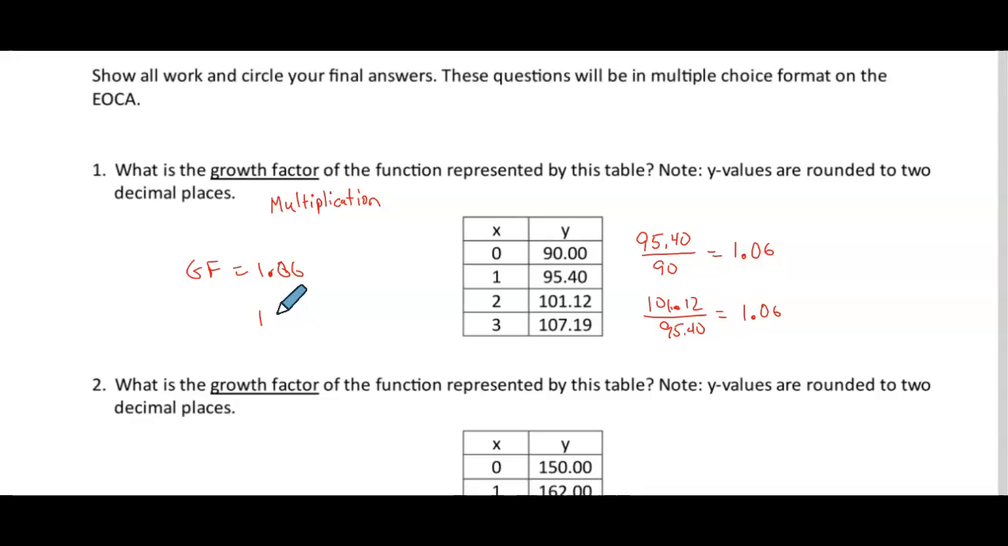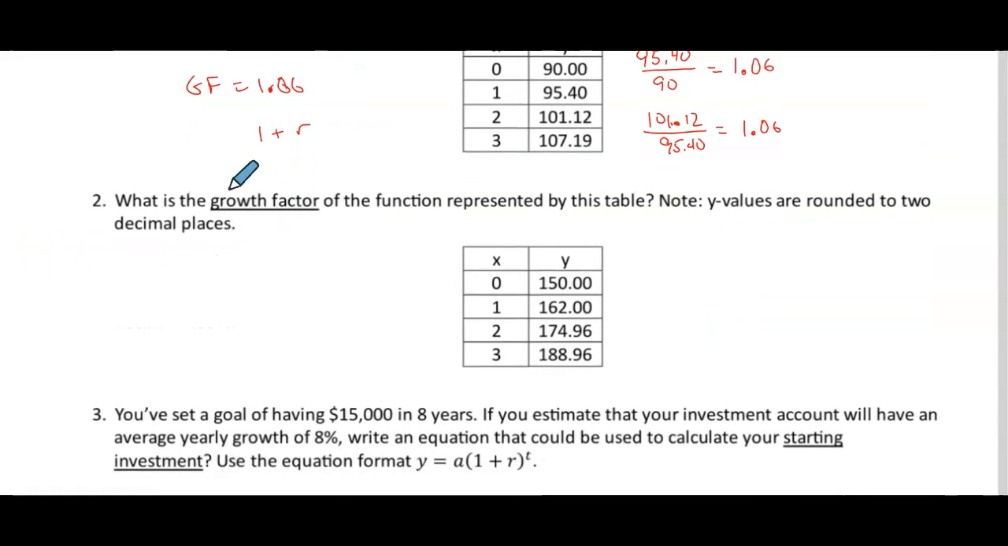Because remember, percent goes 1 plus r. That's your growth part of your equation. So the r would have been 0.06 in that problem there. All right, growth factor again. So not growth rate. We don't want to solve for r here. It just says growth factor.